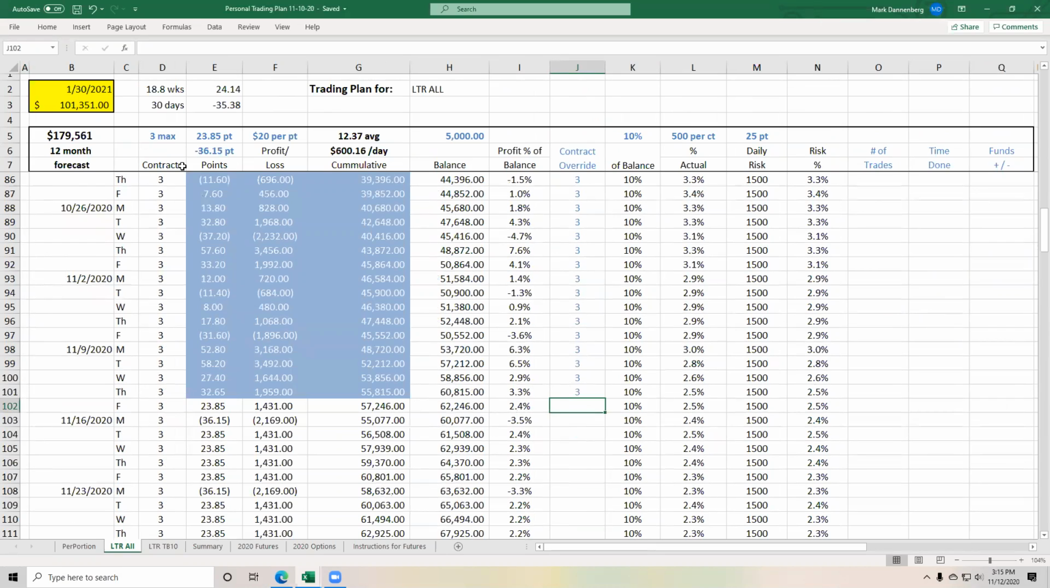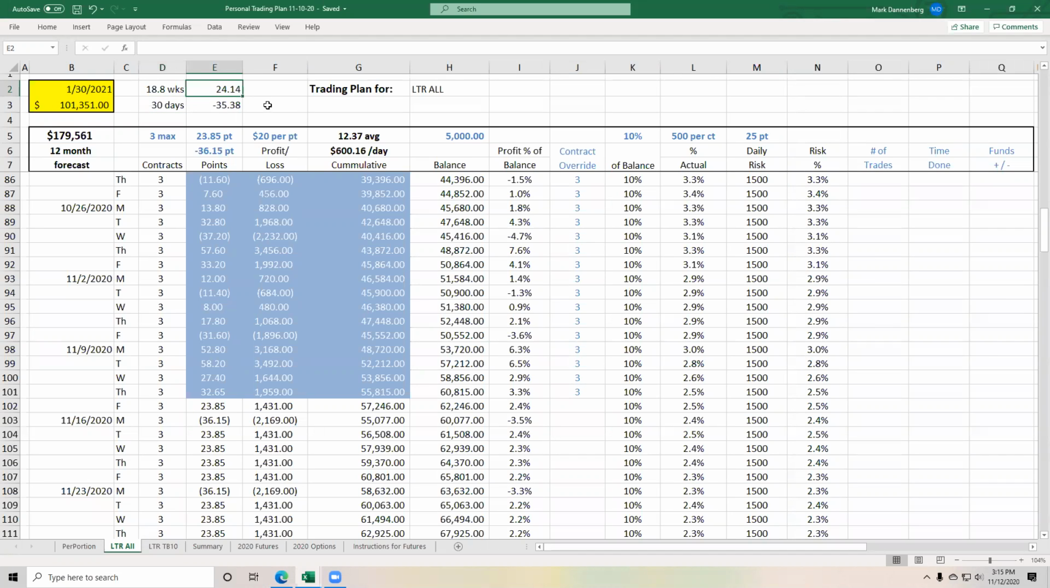Okay, so the very first thing after I've entered my data that I want to look at are these 4 numbers up here. We now have 18.8 weeks behind us on a 52-week financial forecast. During those 18.8 weeks, we've lost 30 days. There have been 30 days that we've lost based on the 18.8 weeks.